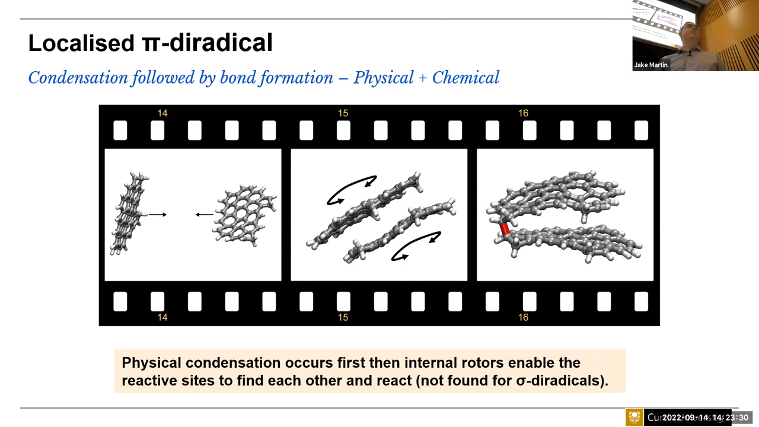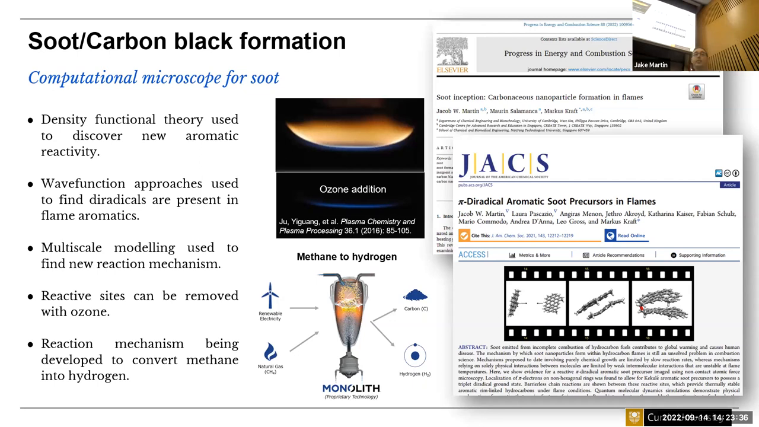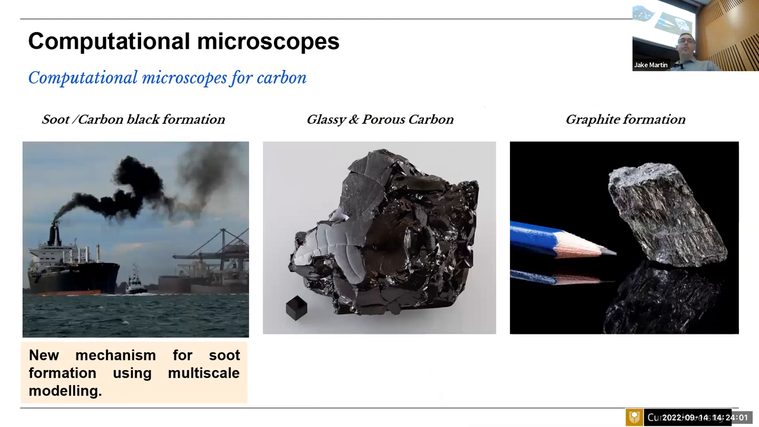So yeah, that's just a summary there. There's a review paper if you're interested, and we also wrote a paper that covers the mechanism. At the moment, we're looking at whether we can use ozone to target those reactive sites, and also working with some companies that do methane pyrolysis to work out how we can make more carbon and hydrogen out of methane. So that's the first thing, a new mechanism for soot formation using a multi-scale model.